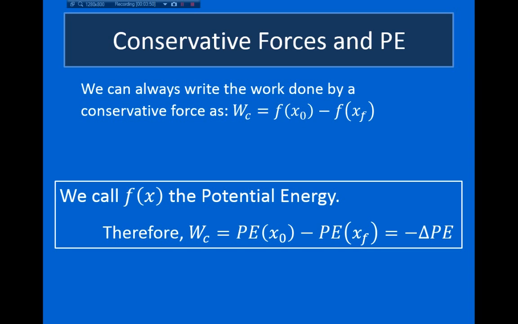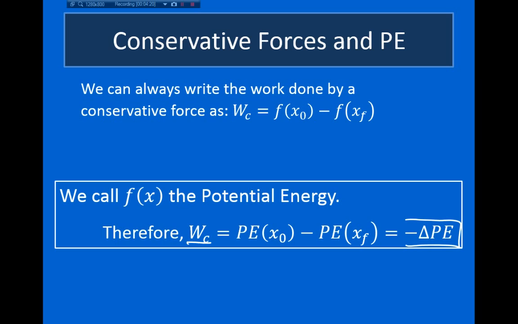And whenever we write the work that's done by a conservative force like this, that function is called the potential energy. So what this means is that the work that's done by a conservative force is the initial potential energy minus the final potential energy. So the work that's done by a conservative force is minus the change in the potential energy. So what this means is that as work is being done by a conservative force, the potential for that force to do work is decreasing.